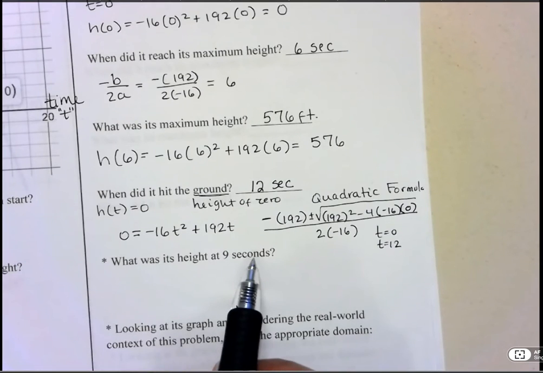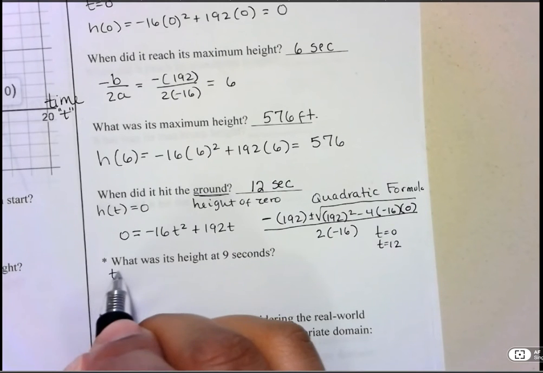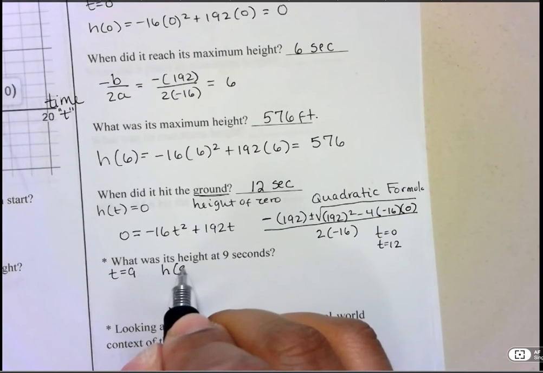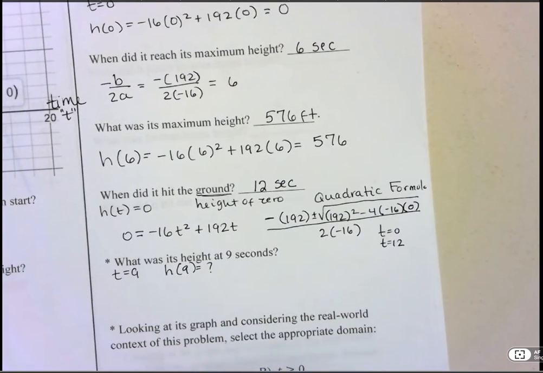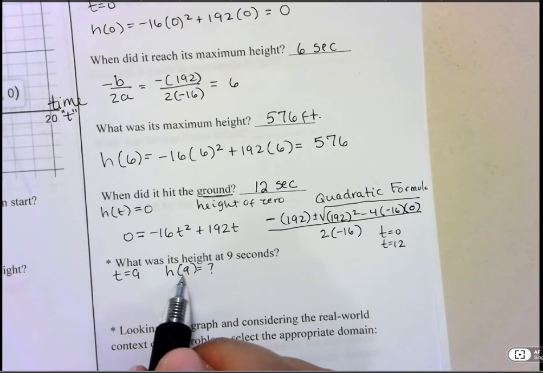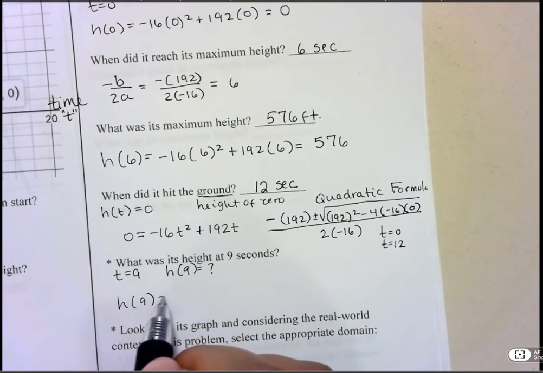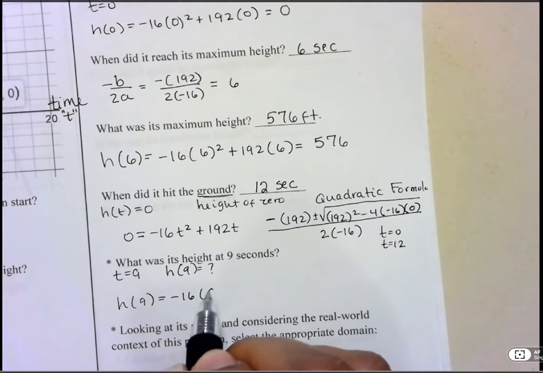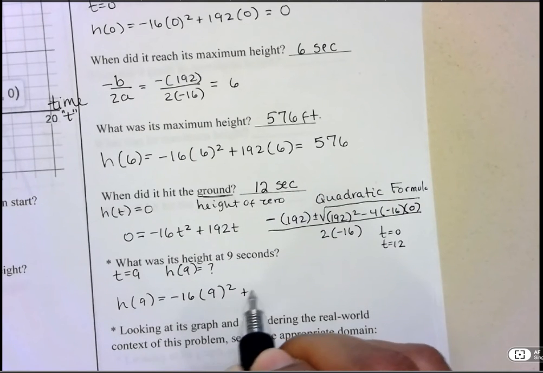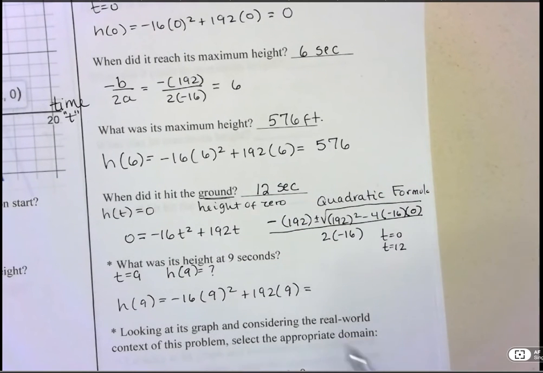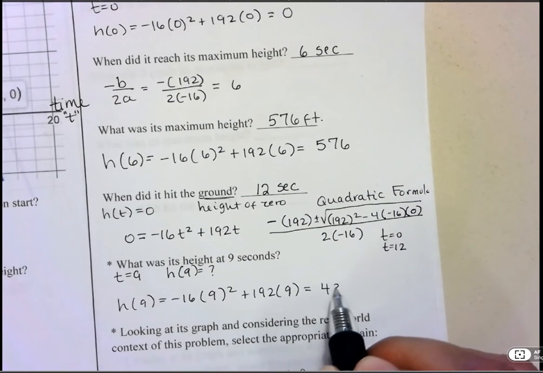What was its height at 9 seconds? Here they're telling you that the time is 9 and they want to know what was the height at 9 seconds. So you literally have to plug in 9 for t. So h of 9 is negative 16 times 9 squared, plus 192 times 9. You type this into your calculator, and you get a height of 432 feet.